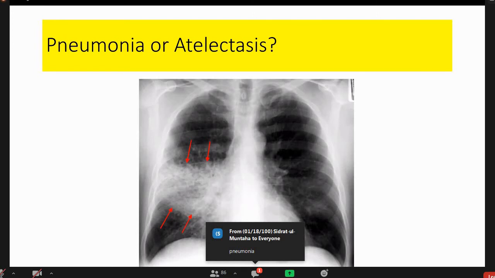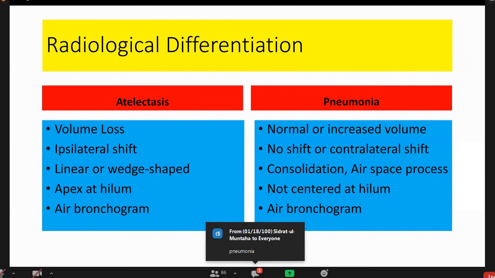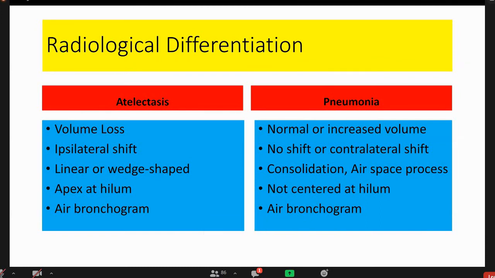This slide shows the radiological features differentiating atelectasis or collapse from pneumonia. In atelectasis there would be volume loss, whereas in pneumonia the volume loss will not be present. Sometimes it is even paradoxically increased. In atelectasis there will be an ipsilateral shift, a shift of the mediastinum and trachea toward the disease side, for example. Whereas in pneumonia there will be no shift or a contralateral shift, neither to the same side nor the other side.